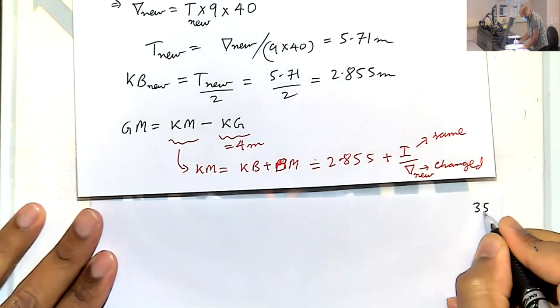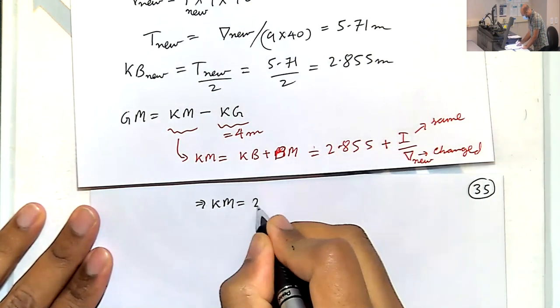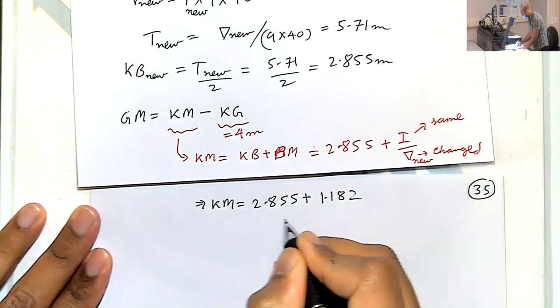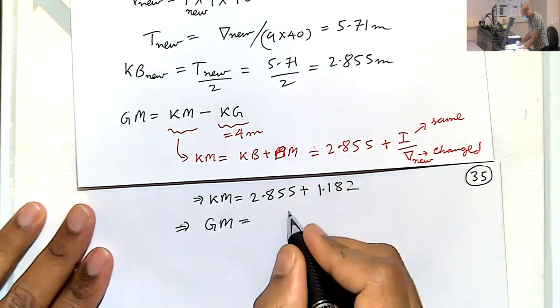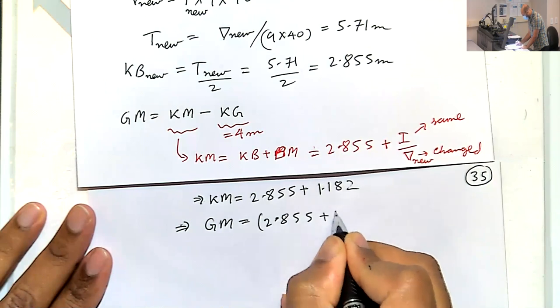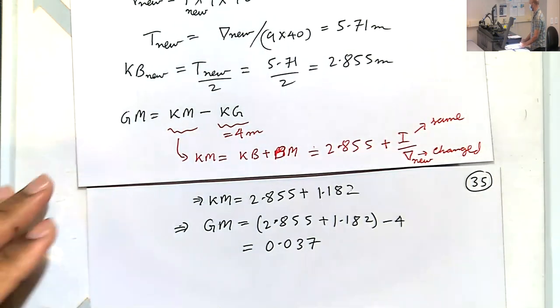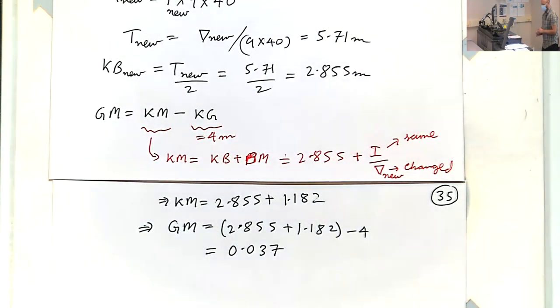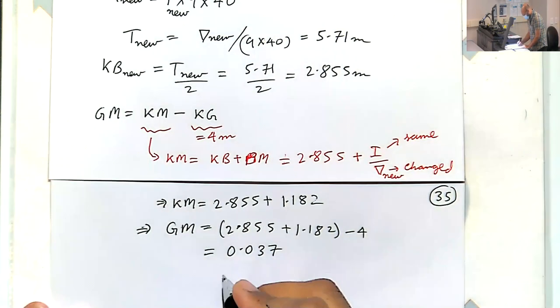All right. So this KM comes out to be 2.855 plus 1.182. Okay, whatever. So that gives us GM is 2.855 plus 1.182 minus 4, which is 0.037. Okay, are you happy as an engineer? Are you happy now? Yeah, you're barely happy, you know? You're like, okay, fine. You won't tip over immediately, but it won't take much to tip you over. So this is stable, but barely so.